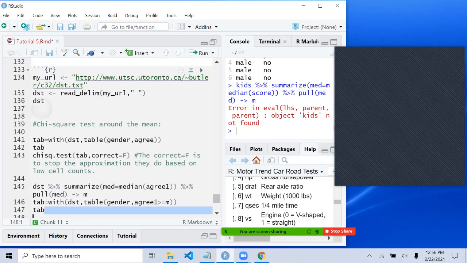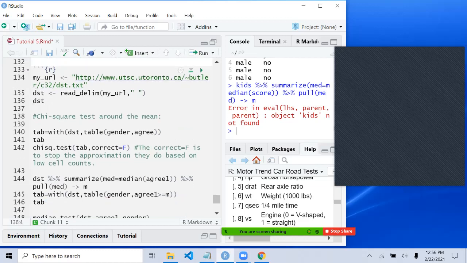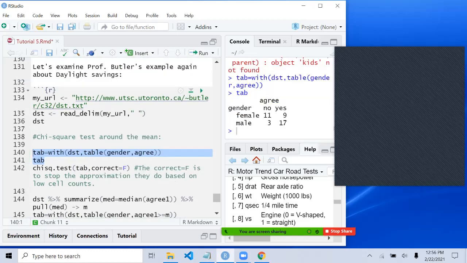First I'm going to make you a table. I haven't considered the median just yet. This is a table of just how many people from each gender said yes or no. This is what we call a contingency table. In the contingency table you can see that females who said no, they don't think daylight savings should be changed, is probably 11. Yes said 9. Males, 3 and 17. I think that might actually be how many of them agree with daylight savings.